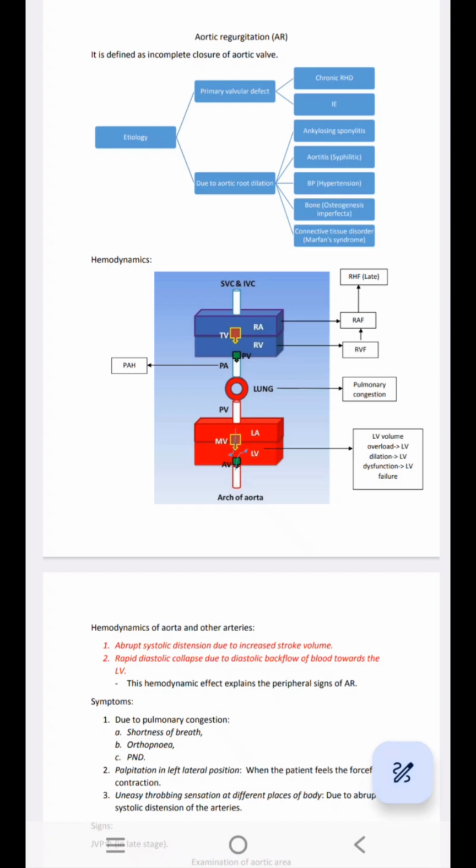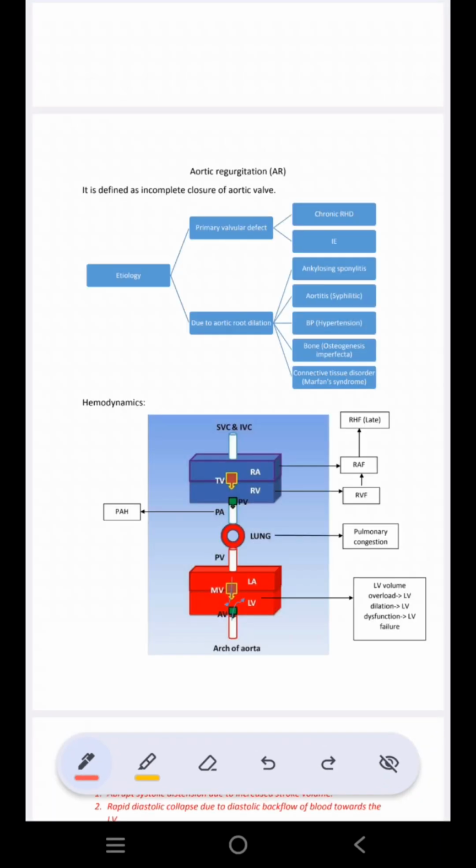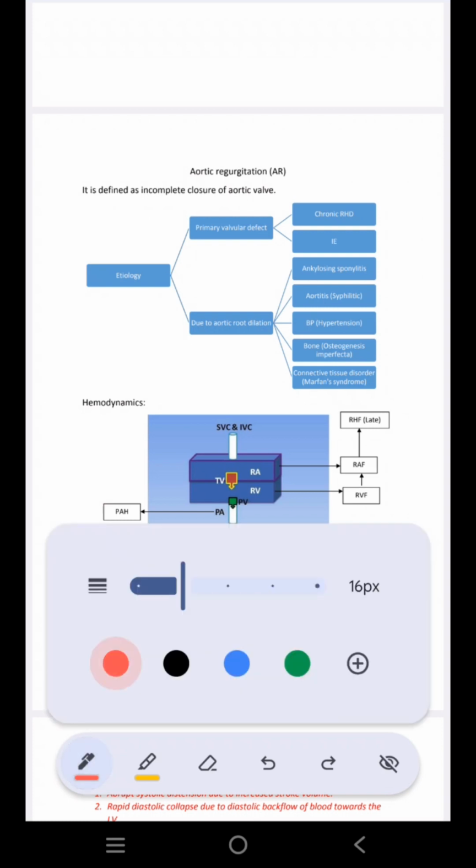In this video, we will complete the valvular heart disease and we will discuss aortic regurgitation. If you watched the video on mitral regurgitation, you might know what the term regurgitation stands for. It stands for incomplete closure. So aortic regurgitation means incomplete closure of the aortic valve.